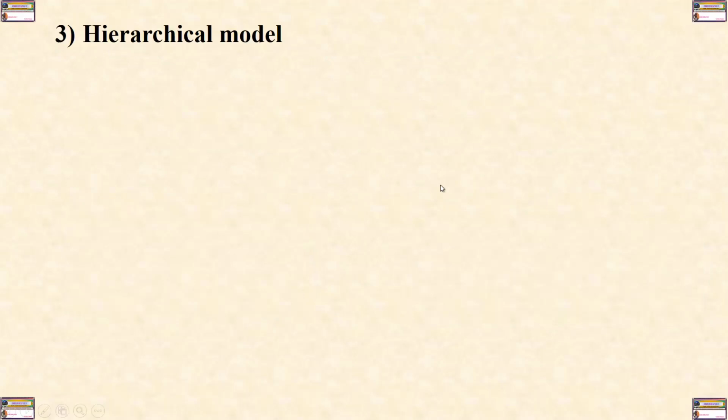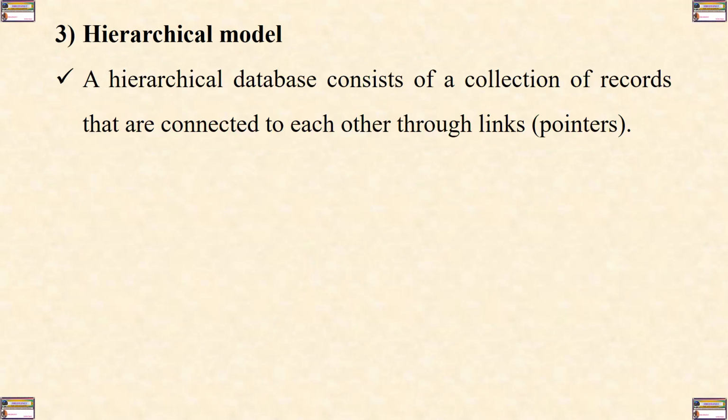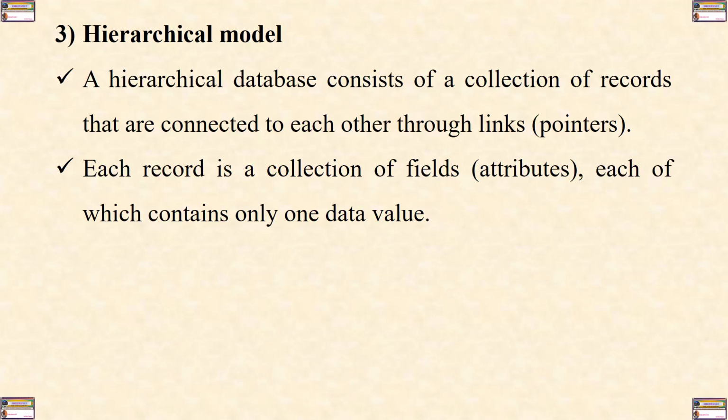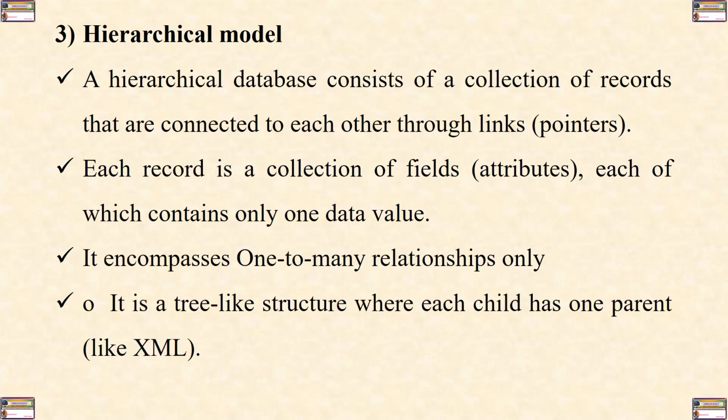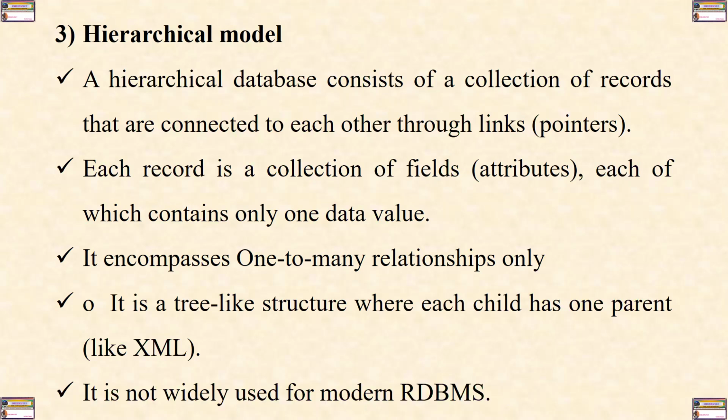Next, we have what we call the hierarchical model. This model indicates a collection of records and how they are connected to each other through links. So a hierarchical database model consists of a collection of records that are connected to each other through links or what we call pointers. Each record is a collection of fields or attributes, each of which contains only one data value. It encompasses one-to-many relationships only. It is a tree-like structure where each child has one parent, like XML. It is not widely used for modern relational database management systems.